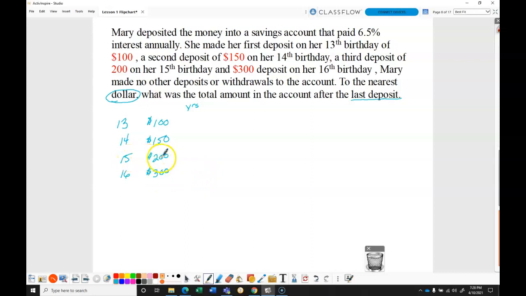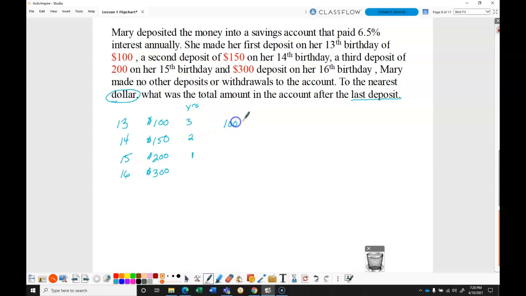But if she deposited this $200 when she was 15, then it sat in the bank for 1 year from the time she was 15 to 16. This $150 sat in the bank for 2 years earning interest from the time she was 14 to 16. And this $100 sat in the bank for the 3 years from 13 years old to 16 years old. What's nice about that is that it's giving us our exponent. So I'm going to write the polynomial here. I'll start with the $100.